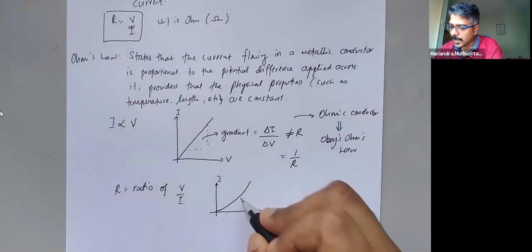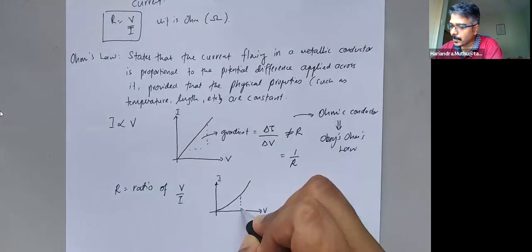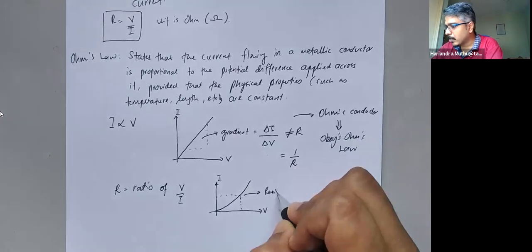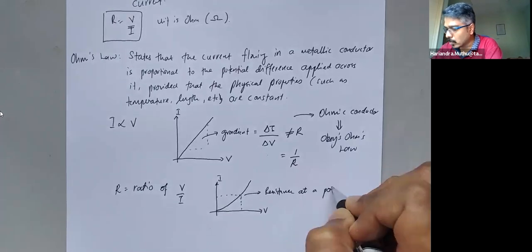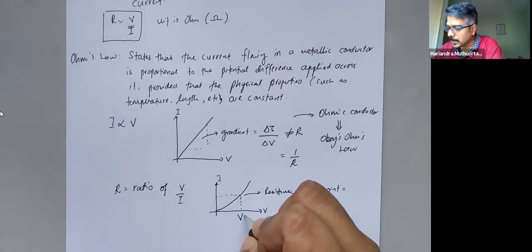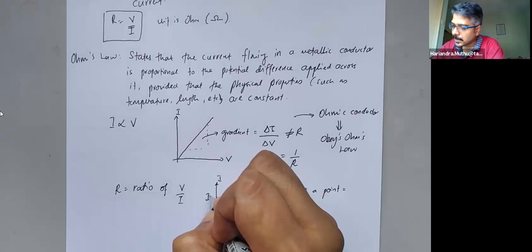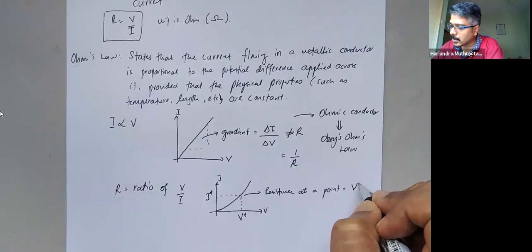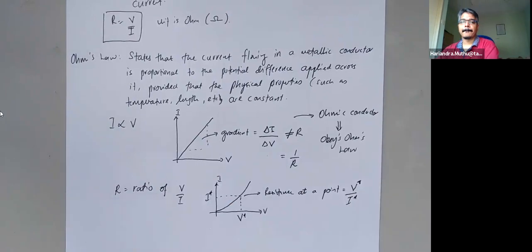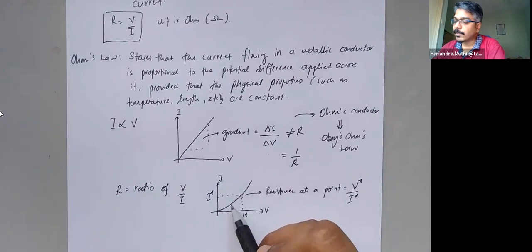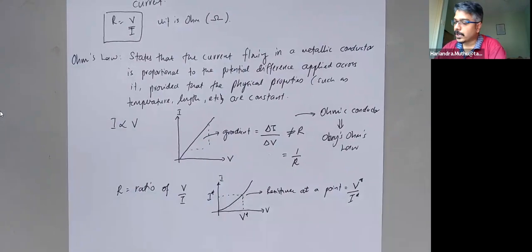So resistance at a particular point, resistance at a point is equal to, okay, let's say V star, I star. So resistance at that particular point is V star over I star. Okay, because the resistance is changing at different points, when the current and the voltage are changing.